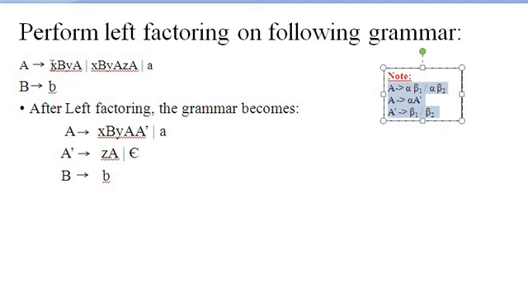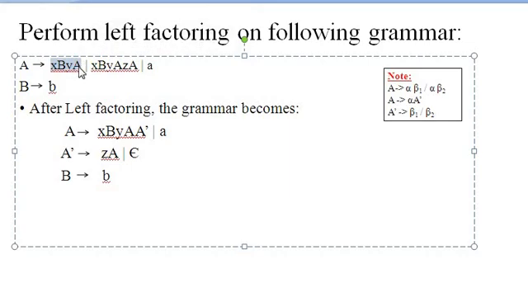So here A gives x b y a. This is your alpha. So the remaining is alpha A dash. So A gives x b y a A dash. This is the production without the common prefix, so it stays as it is, or a. And this A dash gives beta 1 or beta 2. Here this is alpha, so this is your beta: z a. And from the other production there is nothing remaining, it means epsilon. So write A dash gives z a or epsilon.